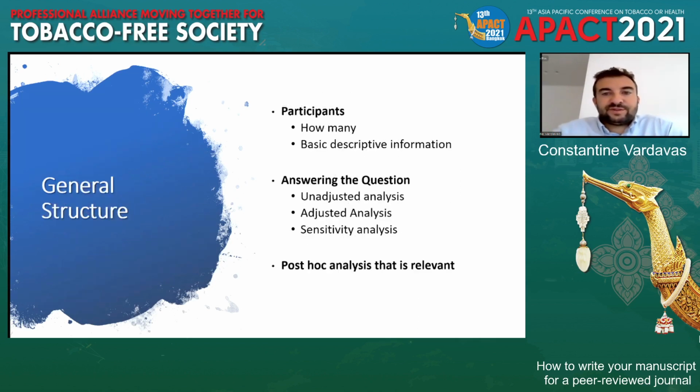So for the participants and the result, it's good to describe descriptive information of the participants. But then again, when you're describing the basic information, if the information is written in the table, then you can just highlight 1 or 2 points. You do not want to repeat all the information that's in the table in the text.